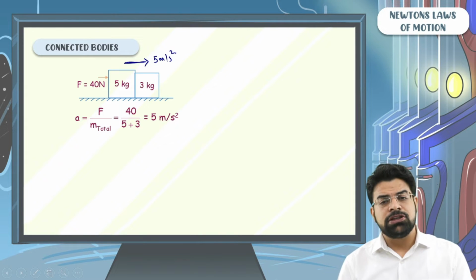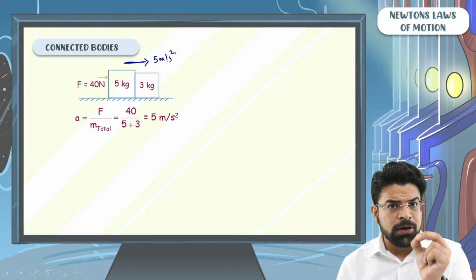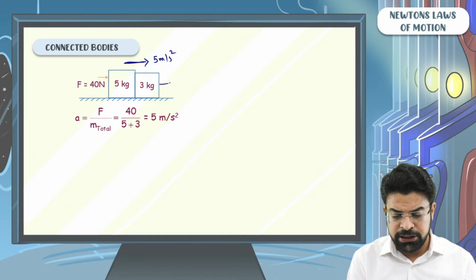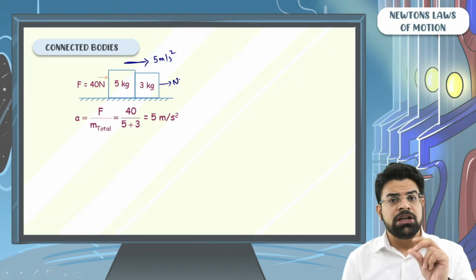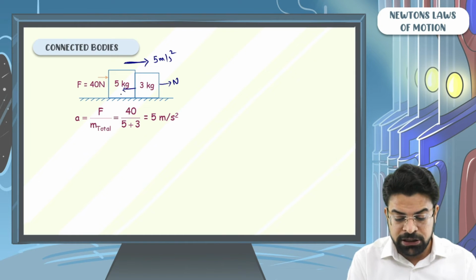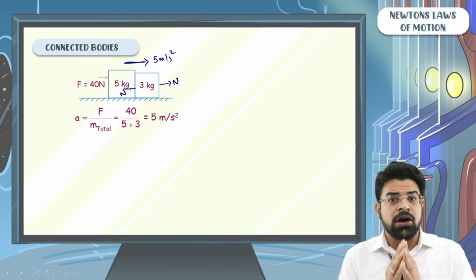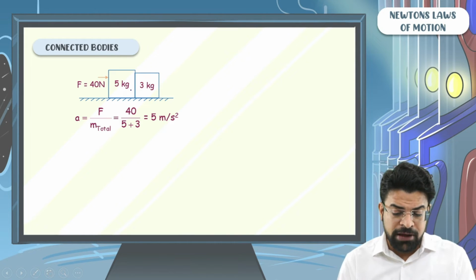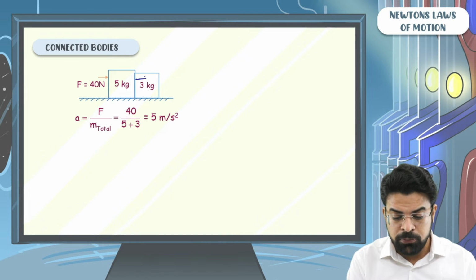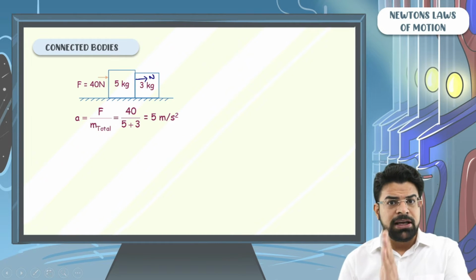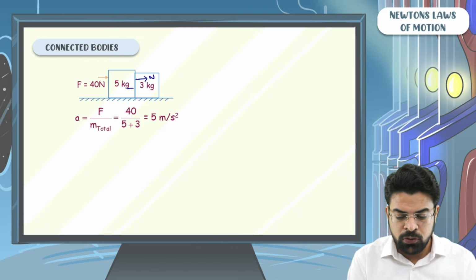Now comes the next question. What will be the normal force applied by 5 kg on 3 kg, let's say N, and what is the normal force applied by 3 kg on 5 kg, let's say N. We know that the normal force is a contact force. The normal force is pushing in nature. So 5 kg block will push the 3 kg block towards right and the 3 kg block will push the 5 kg block towards left.